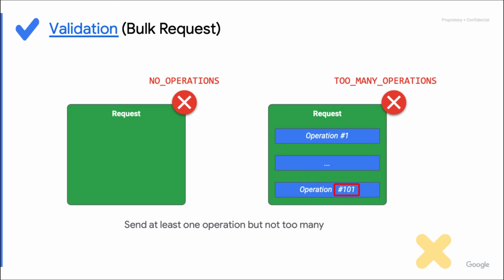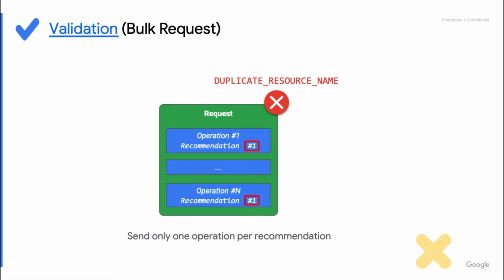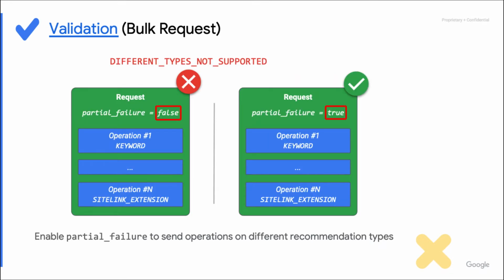In short, you need to send at least one operation, but not too many of them. You cannot send more than one operation per recommendation. And you cannot send operations with different types of recommendation without enabling the partial failure mode.